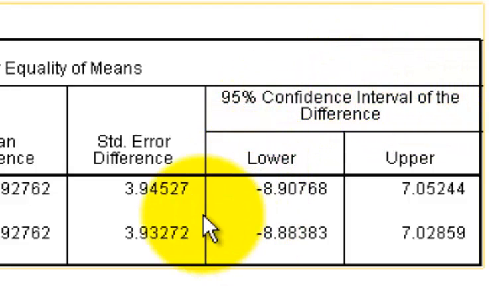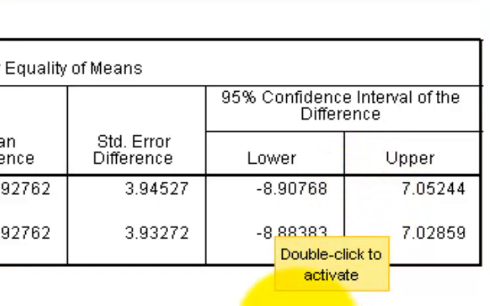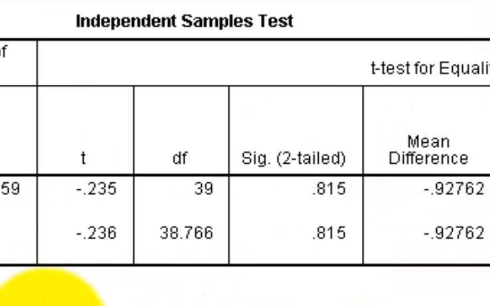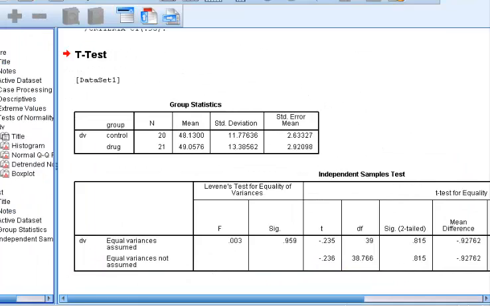And another way to not reject the null is if your confidence interval, this is a number line between -8 all the way up to +7. If 0 is in this interval somewhere, you cannot reject the null either. So, but that's it in a nutshell.